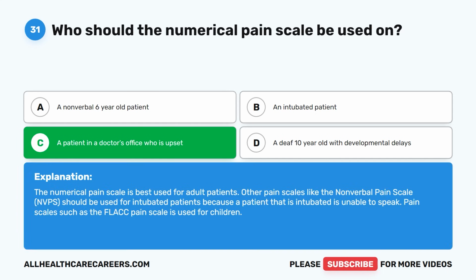The numerical pain scale is best used for adult patients. Other pain scales like the nonverbal pain scale, NVPS, should be used for intubated patients because a patient that is intubated is unable to speak. Pain scales such as the FLACC pain scale are used for children.